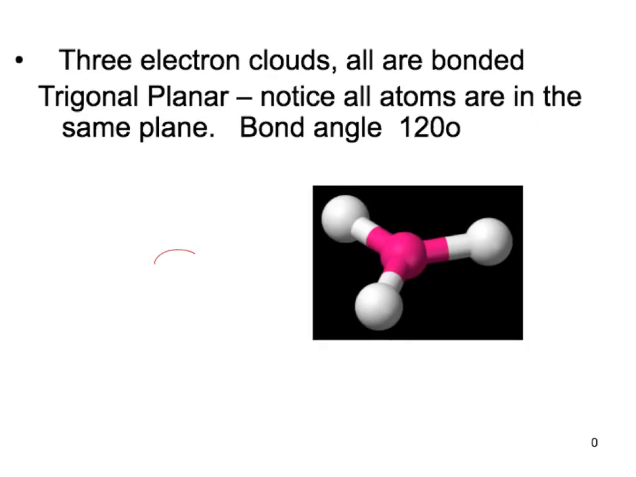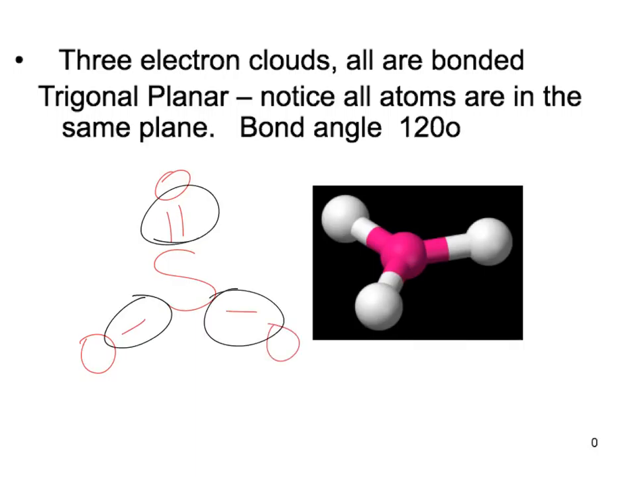Then we have our 3 clouds all bonded. So this would be something like that. You'd have 1, 2, 3 clouds around the central atom. They actually, because this is only 3 clouds, can get 120 degrees apart. This is called a trigonal planar.